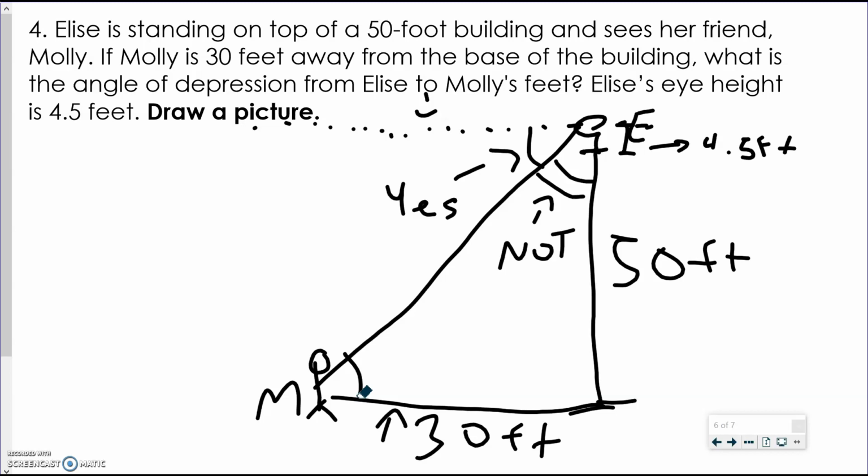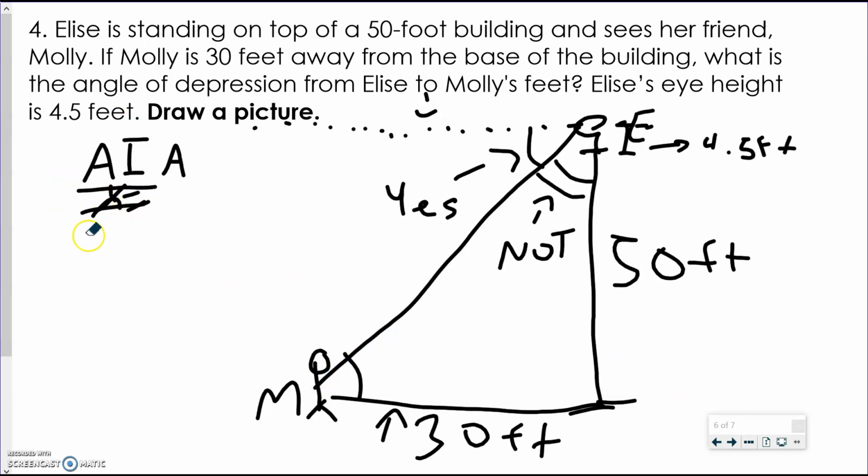Alternate interior angles, AIA, are what you have anytime you have two parallel lines. If you have a line that connects them, then this angle here and this angle here would be equal to each other, as well as this one equal to this one.